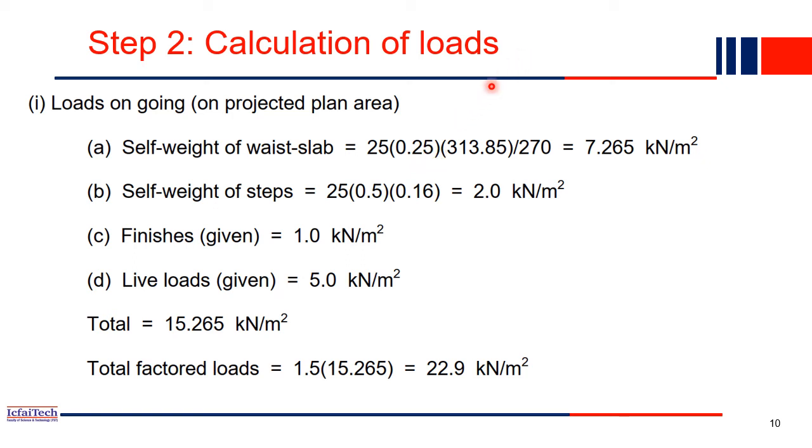And the riser, what is the inclined length? So inclined length is 2380 by 270. 270 is what? Riser, right? 270 is riser, and 313 is the inclined portion. So this by this, so self weight is coming to be 7.2 kilonewton per meter square. Okay, so this is meter square we converted.